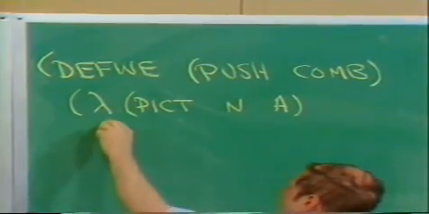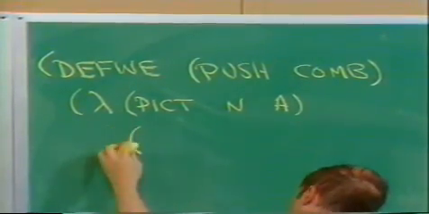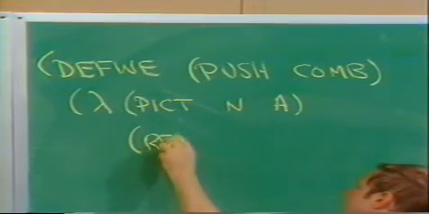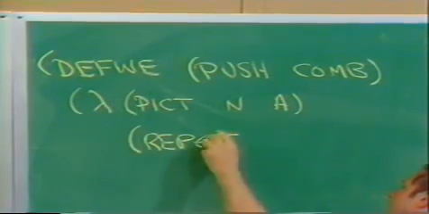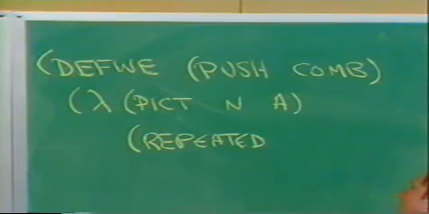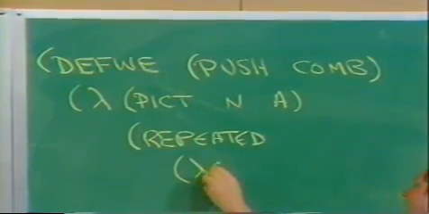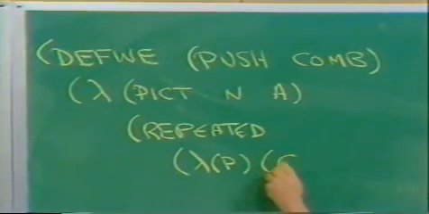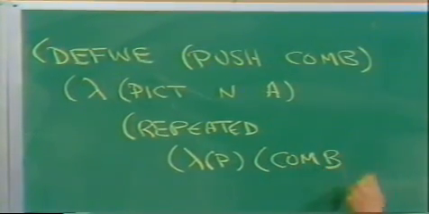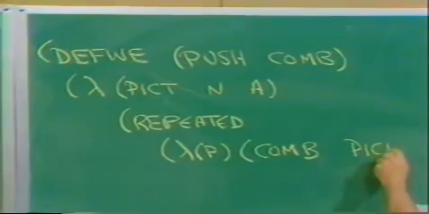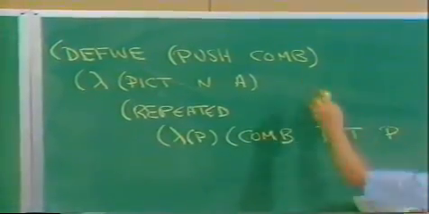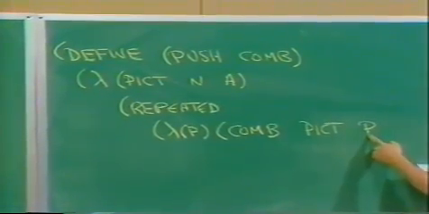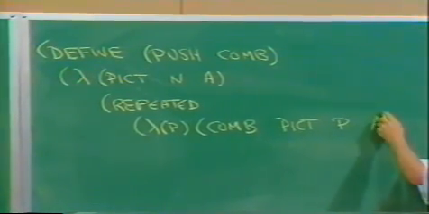And it's going to say, I'm going to do some repeated operation. I'm going to repeatedly apply the procedure which takes a picture and applies the means of combination to the picture and the original picture and the one I took in here and the scale factor.